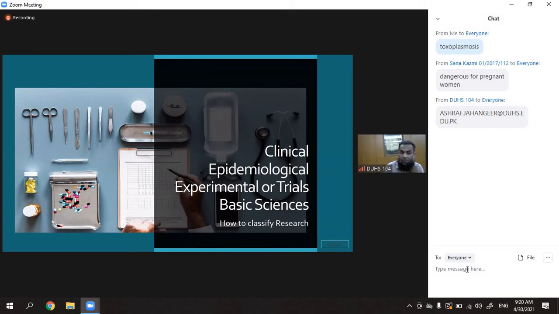Experiments can be done in the clinics or in the hospital setting on patients and subjects. And experiments can be done in the community. So those are called community trials. Especially, experiments can be curative in nature or can be preventive in nature. So that's the classification that you need to keep in your mind, that what type of research you want to do. And in the end, there could be basic sciences research.